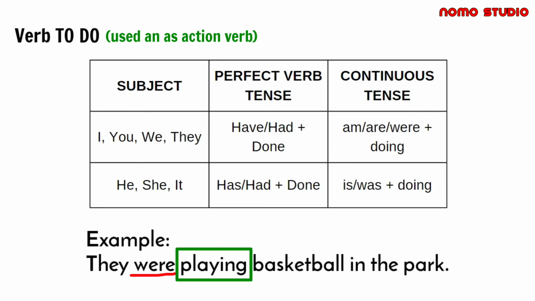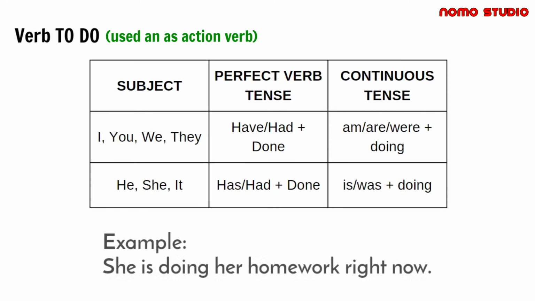Last example para mas clear at maunawaan talaga. She is doing her homework right now. So in this given example, she is singular, that is why gumamit tayo ng is, at it is continuous because of the word doing. So yung verb to do ay linagyan ng ing. That is why doing is a continuous tense of the verb.